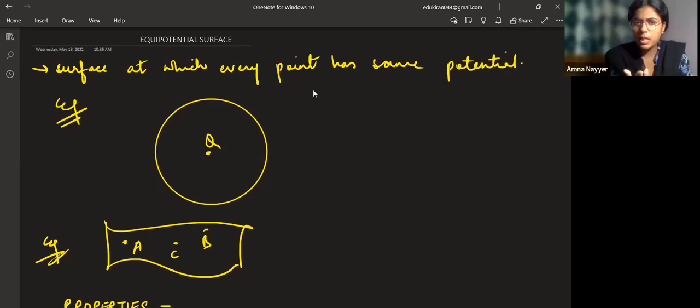Equi means equal, and potential, you have already studied what is meant by potential. So a surface where potential remains equal, that will be equipotential surface. So a surface where potential is not changing. For an example, look at this sphere which I have drawn with the charge q.